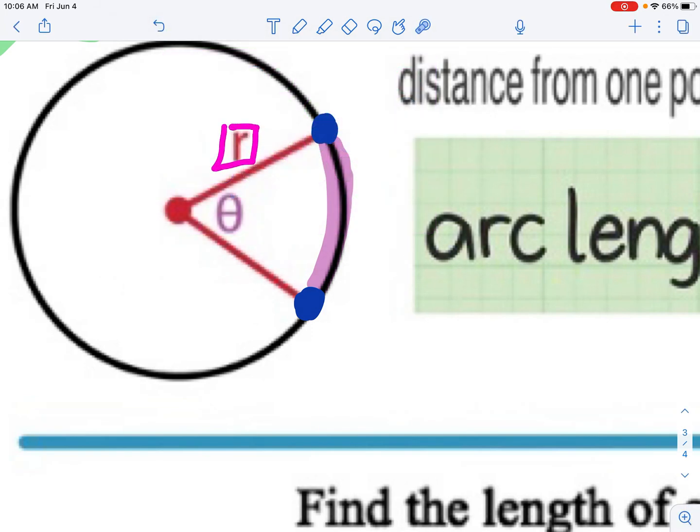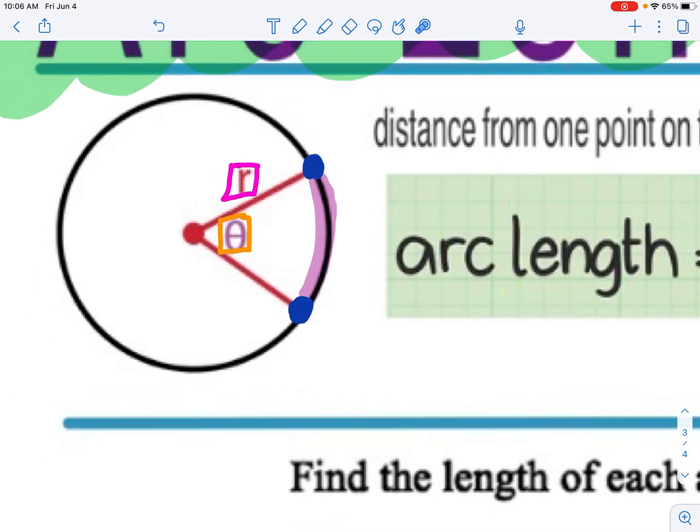So this is R, right? R is the radius, the distance from the center to the side of the circle, represented by R, okay? The second thing that we're going to identify here is called theta. This is a Greek letter. Theta means the measurement of degree of this angle here. Whatever measurement this angle is, that's theta, okay? So this is R and this is theta.